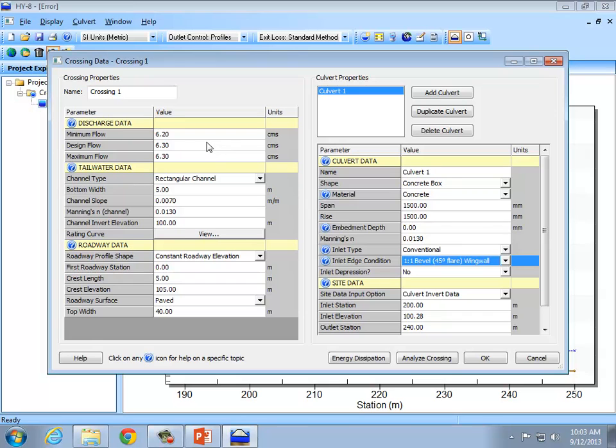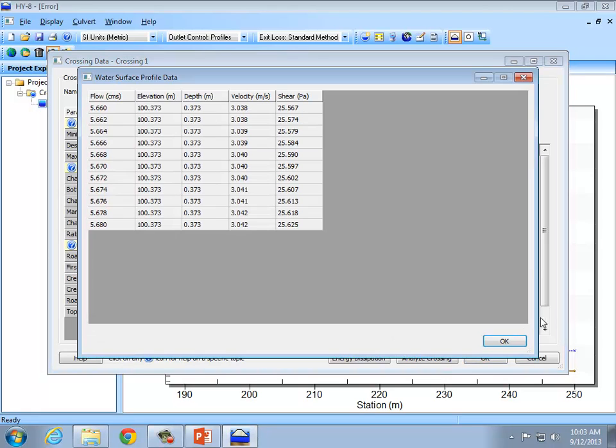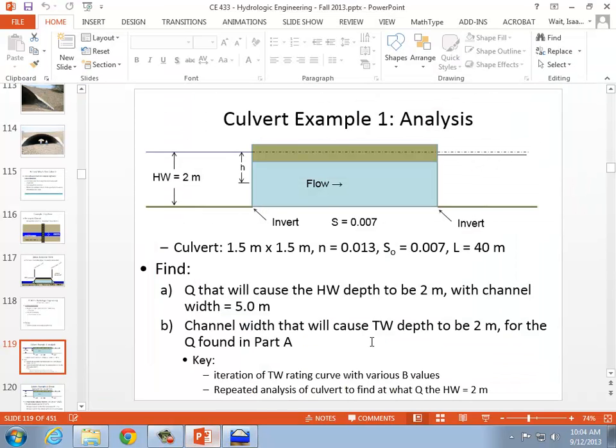So I want the range to be between, well, let's do it from 5.66 to 5.68. Therefore, what I'm doing is I'm forcing it to do a bunch of calculations at the flow rate that I'm interested in, basically. And we're going to run this, and we want the tailwater depth to be 2 meters.